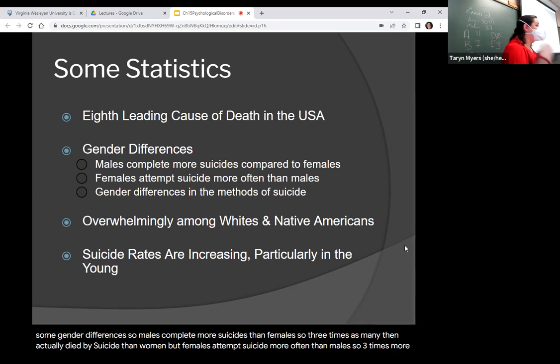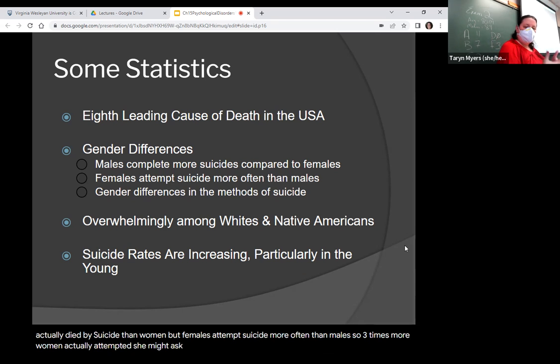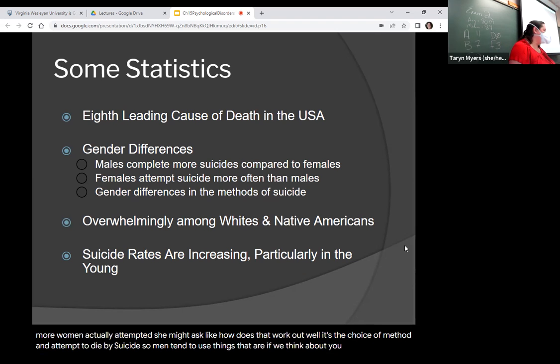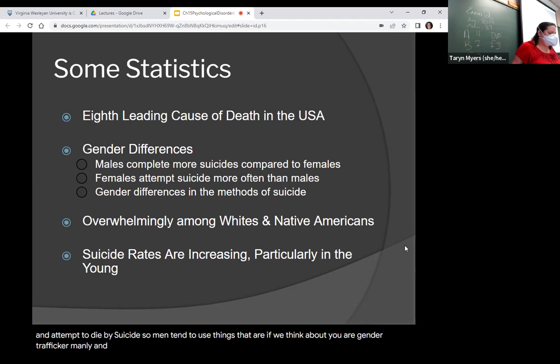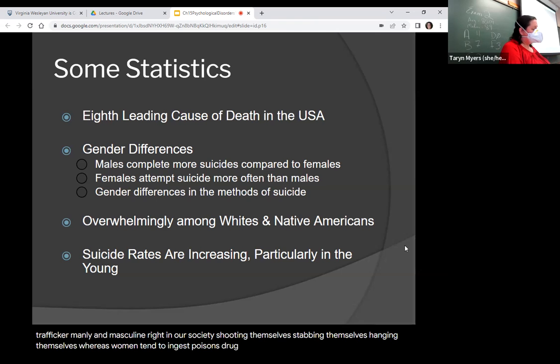So 3 times more women actually attempt it. So you might ask, how does that work out? Well, it's the choice of method in an attempt to die by suicide. So men tend to use things that are, if we think back to our gender chapter, manly and masculine, right, in our society. Shooting themselves, stabbing themselves, hanging themselves. Whereas women tend to ingest poisons, drug overdoses, self-harm, and all of those can be deadly, but also take a longer time. So it's more likely someone will find you, essentially.